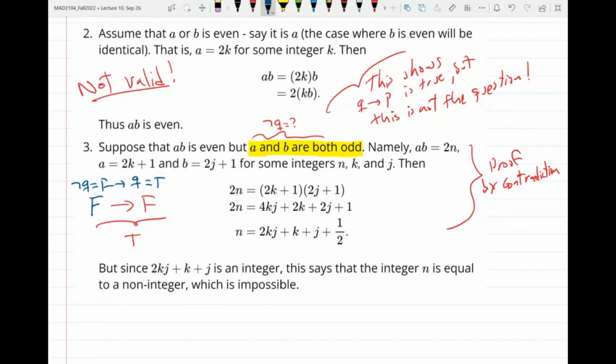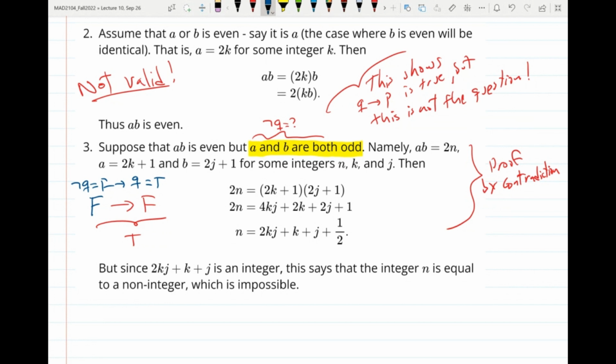So let's read it and let's see, because we have to make sure that this is okay. But the structure seems good so far. Suppose AB is an even number, okay, that was given to us, but the conclusion, let's say, is the opposite. In other words, A and B are both odd. So that means A times B is 2 times an integer, because it's even. But then A is 2k plus 1, and B is also 2j plus 1. Here, k and j are some integers, okay? That's what it means to be odd. So, let's see what happens. So if you do, for some integers n, k, and j, then 2n is equal to this.